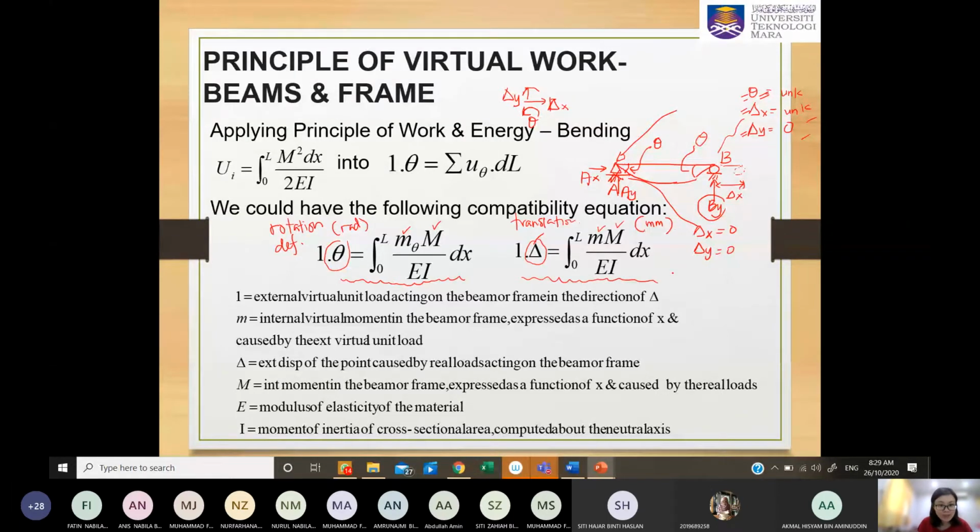Now let us have a look at what this is. I hope you can read it, maybe you can help read together. So, the external virtual unit load acting on the beam or frame in the direction of delta. This is one. Later we will see the illustration. Small m is the moments caused by the virtual unit load, which happen in the virtual structure.